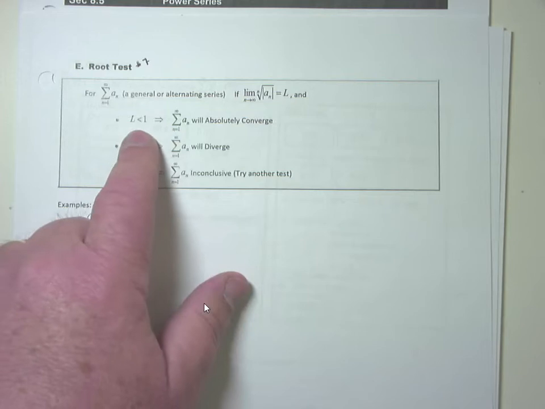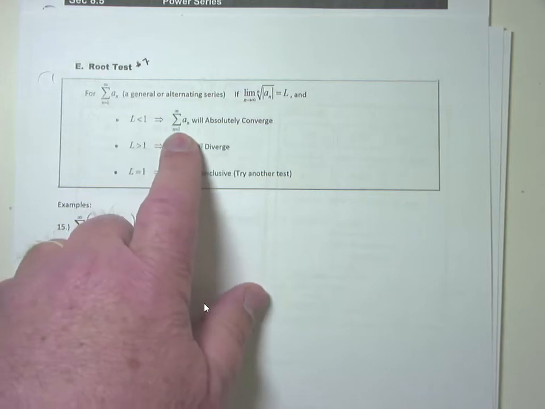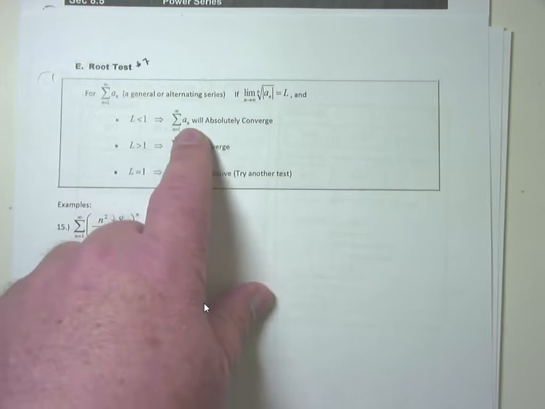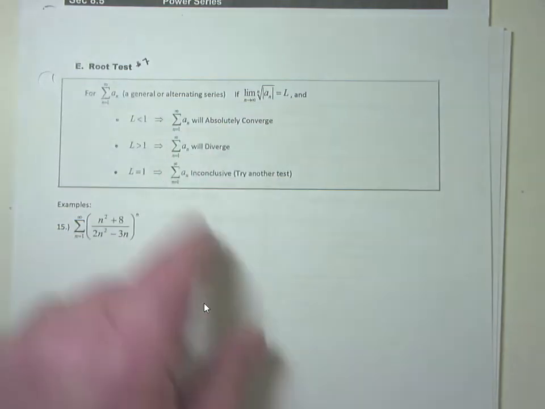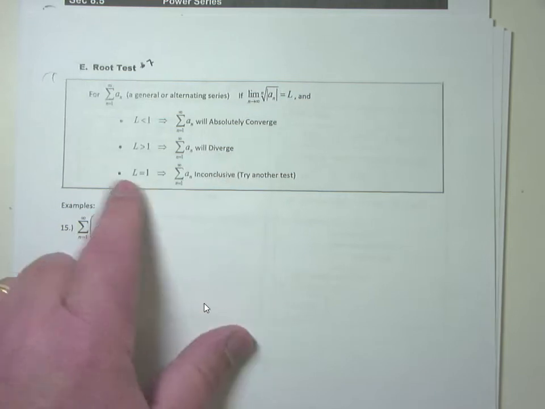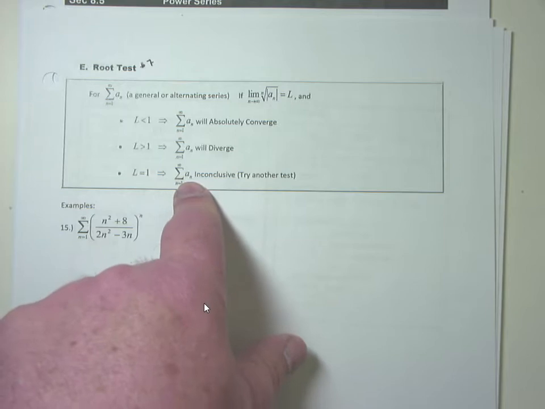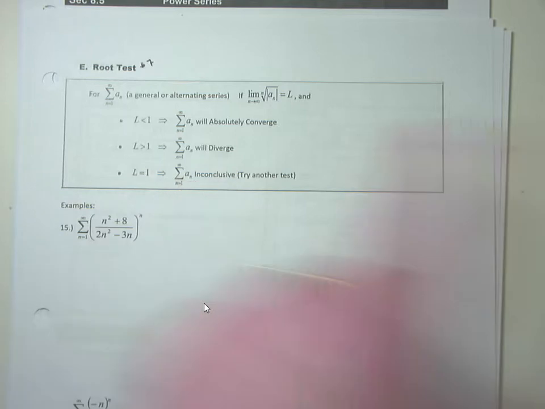And if L is, surprise, less than 1, then the series is going to converge, and if it was an alternating series, it would be absolutely convergent. If L is greater than 1, your series is going to diverge, and if L equals 1, you shouldn't have used the root test or the ratio test at all. It's probably a much easier test. Try another test.